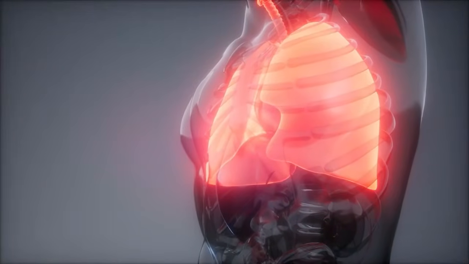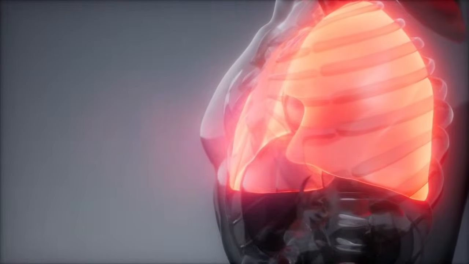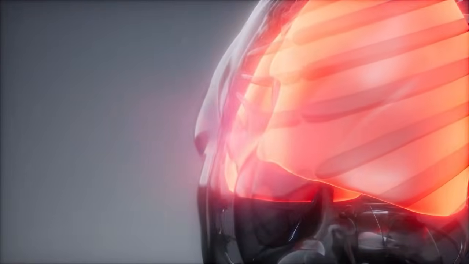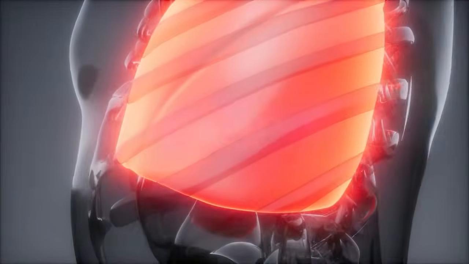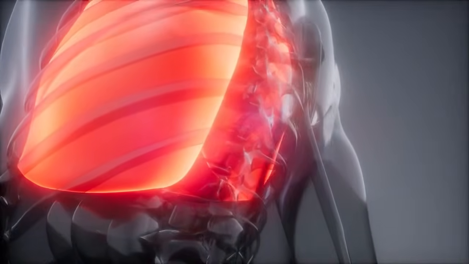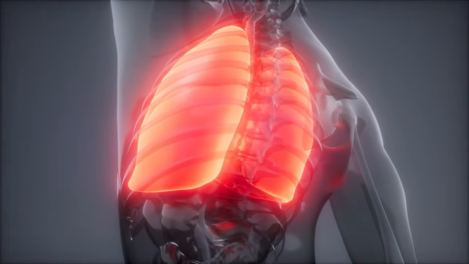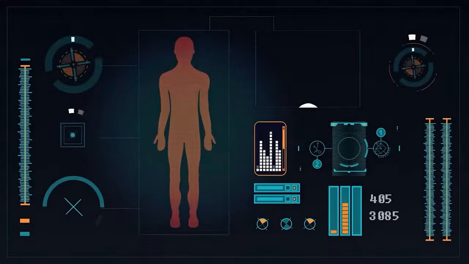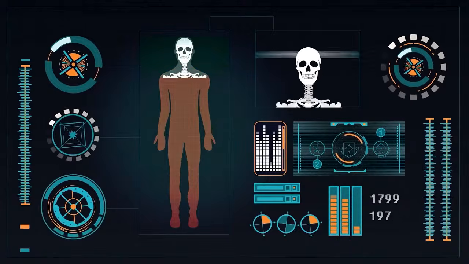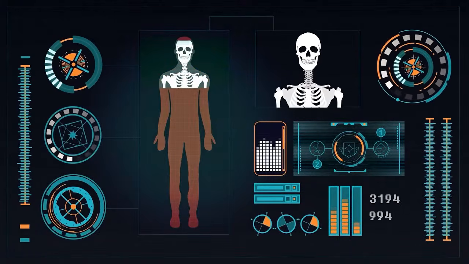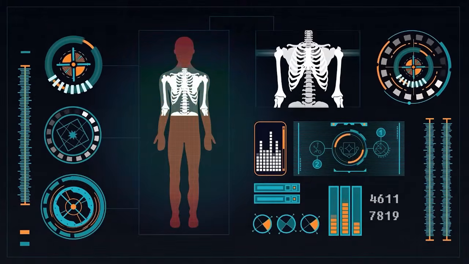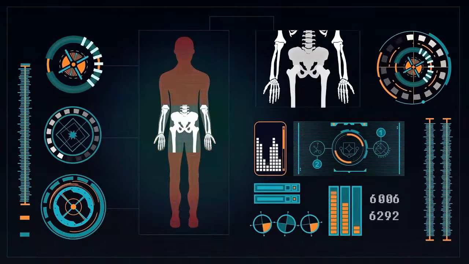The nasopharynx is the upper part of the pharynx that is located behind the nasal cavity. It is separated from the nasal cavity by the soft palate, which is a muscular structure that moves up and down to close off the nasal cavity when we swallow. The oropharynx is the middle part of the pharynx and is located behind the mouth. The laryngopharynx is the lower part of the pharynx and is located behind the larynx.